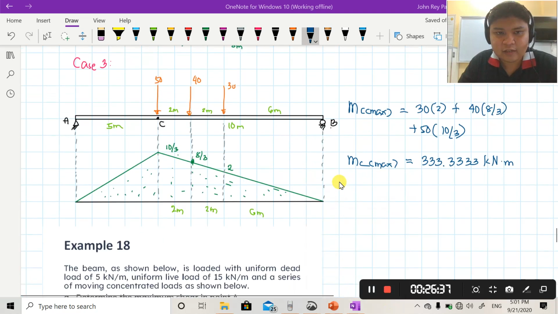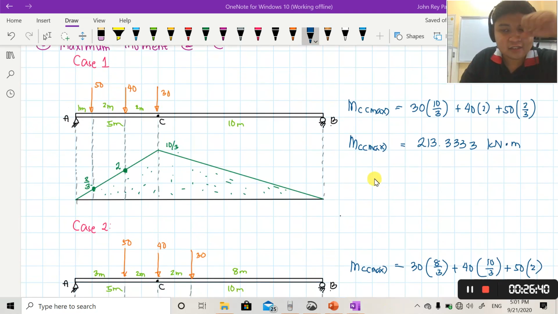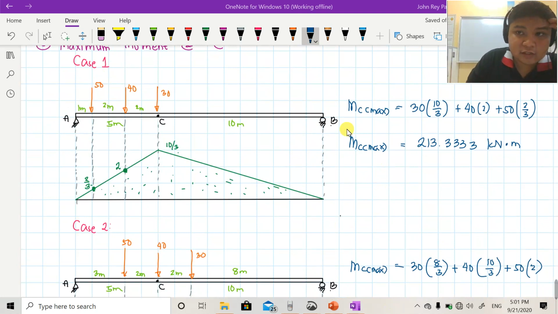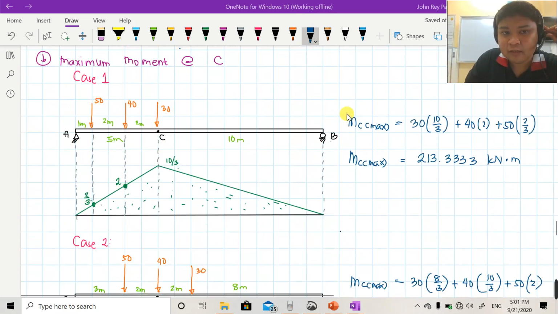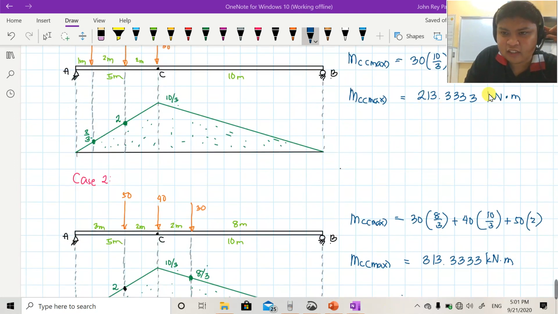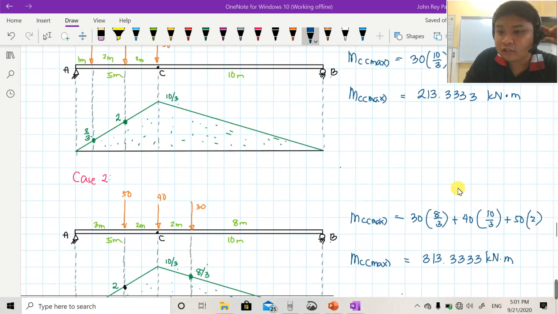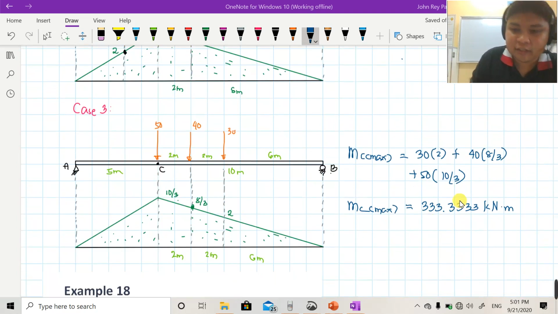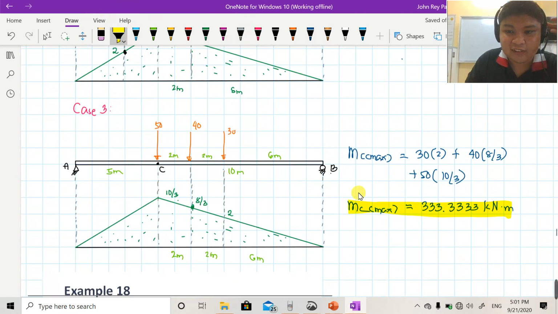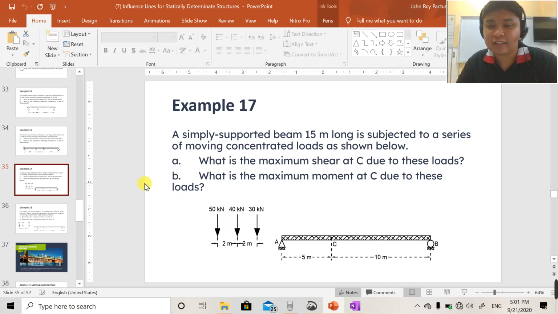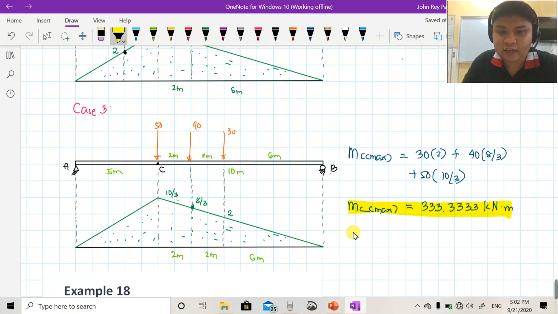So, there, class. We have answered the maximum moment for the 3 cases. What we'll do is choose among the three which has the highest value. Based on this, the one with the highest value, class, 213.3333, then this 313, but this 333.3333, that's the one with the highest value. So, therefore, the maximum moment that can happen in the beam, class, at C is 333.3333 due to this moving series of concentrated loads. So this is our interpretation or analysis, class, when it comes to moving or concentrated loads.